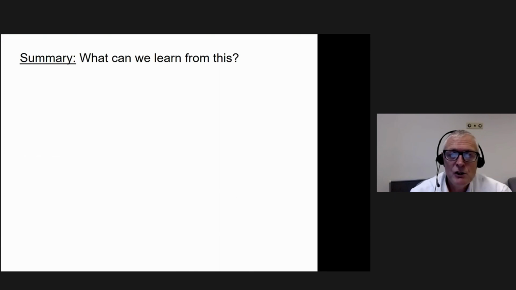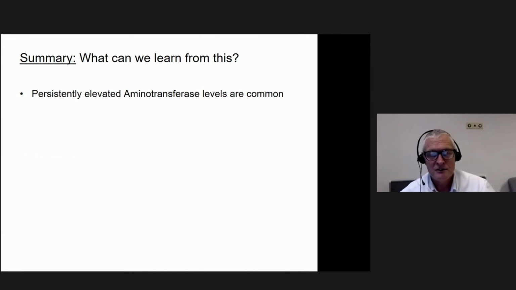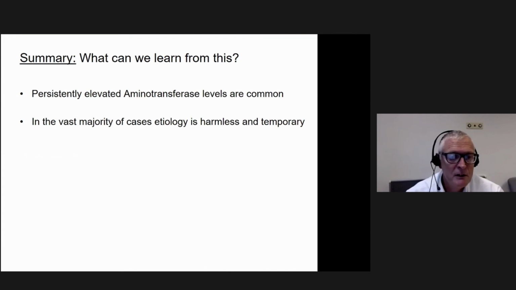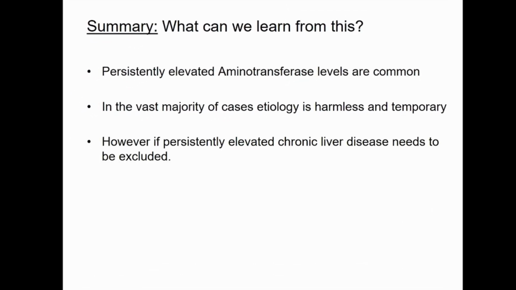So what can we learn? How can we summarize what I tried to put together in this last half an hour? Persistently elevated aminotransferase levels are common. And because of that, they are a challenge for us as hepatologists. We are asked, does this matter, or is this something we can ignore? In the vast majority of cases, etiology is harmless and temporary. However, if persistently elevated, chronic liver disease needs to be excluded.